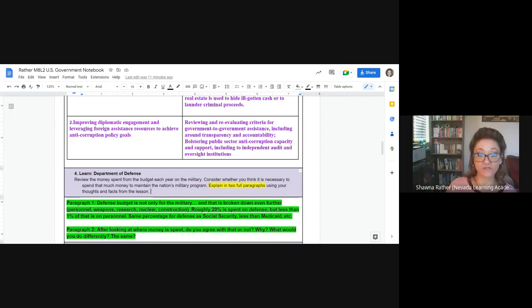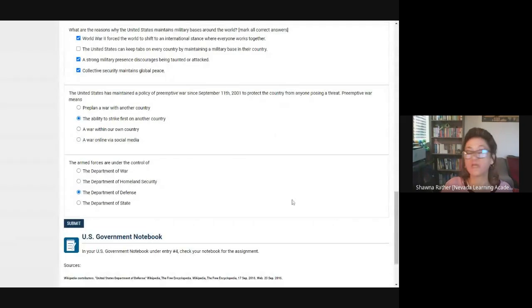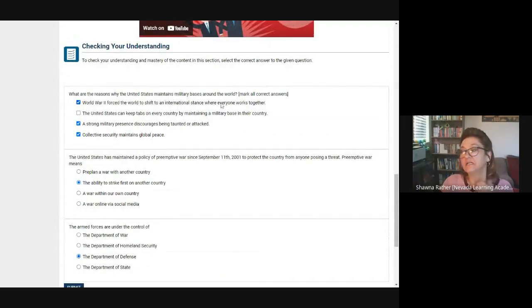For paragraph 2, after looking at where the money is spent, do you agree with that or not? Why? What would you do differently? And what would you do the same? And let's come back to our course arc. I realized that it says that this is the correct answer for one of them. World War II forced the world to shift to an international stance where everyone works together. I think that's too simplistic, but we're going to go with it because, again, we're part of the course arc, which is your questions that show up on your question bank for the quiz.